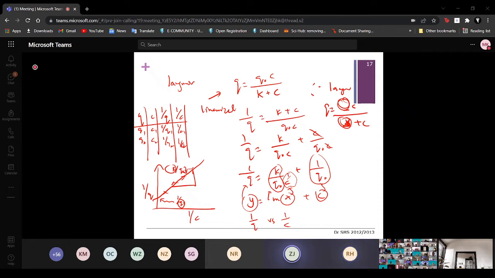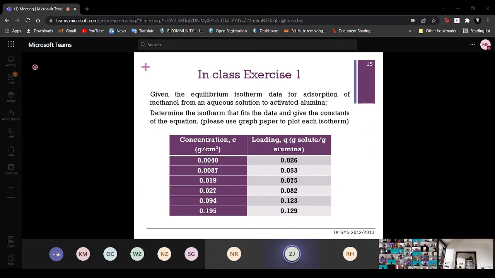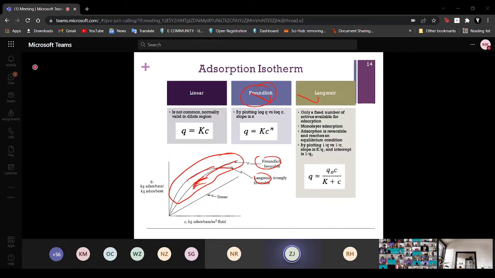When you want to test and you see that Q against C is non-linear, you can test either one. You can start with Langmuir first and then Freundlich, no problem. Or you can test Freundlich first and then go to Langmuir, also no problem.